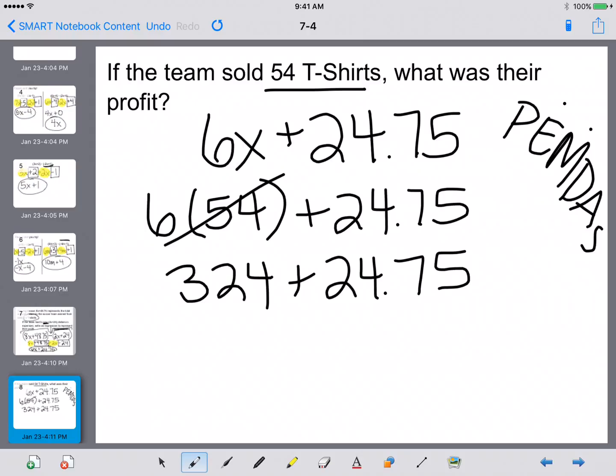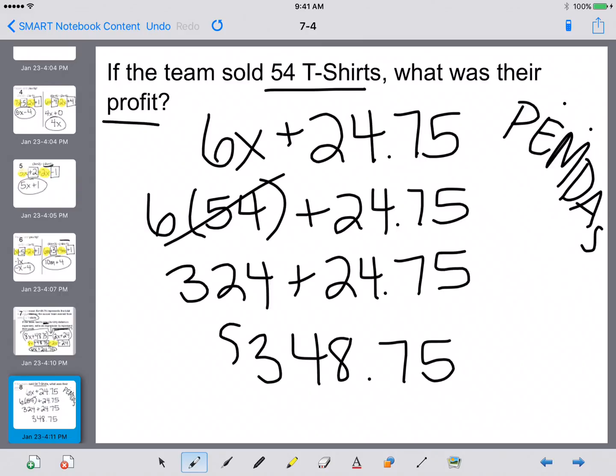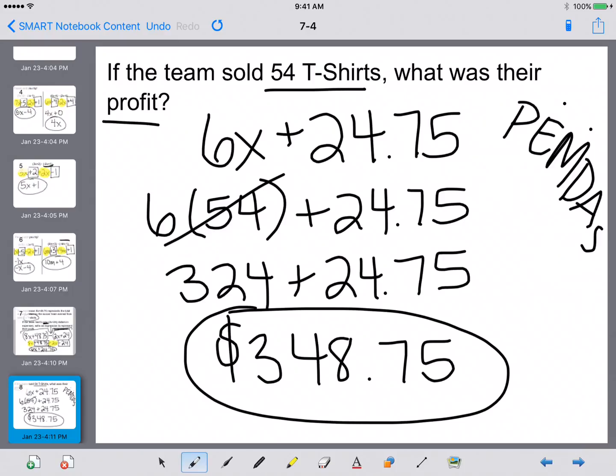And then all I have to do is 324 plus 24.75 to get 348.75. And if it's their profit, that's in money, so we put the dollar sign before the number. And we go to our nearest cent. The cent is in the hundredths place. That's also very important when you're talking about money.